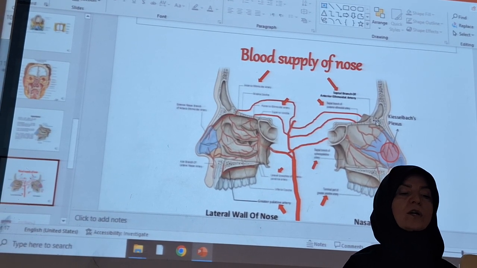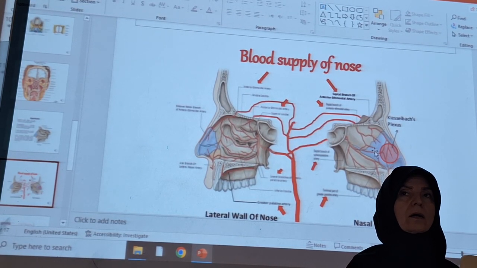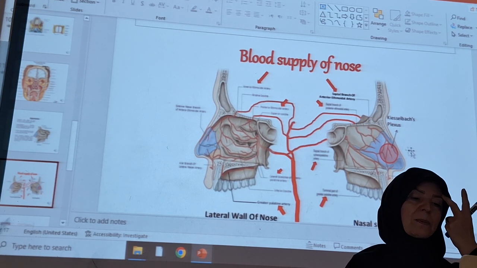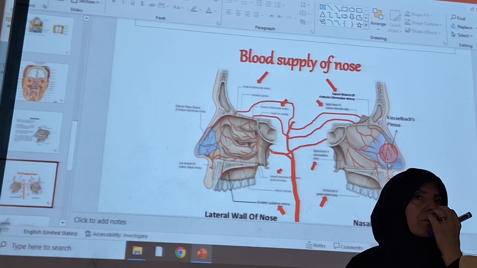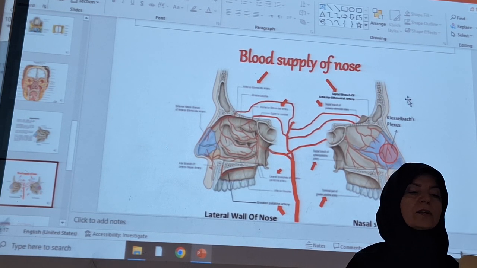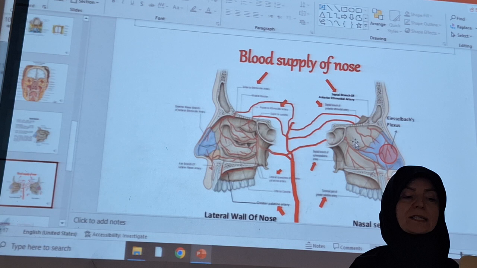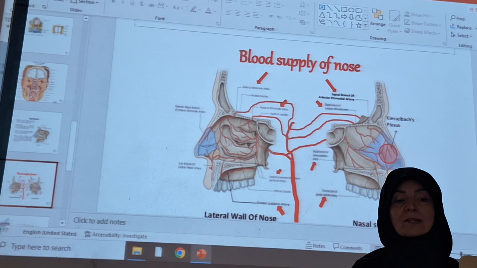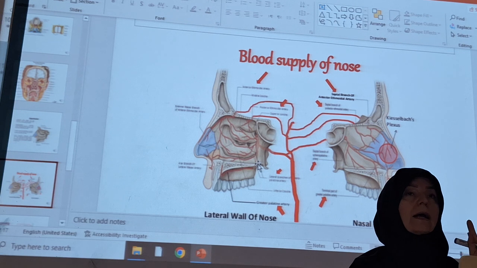This Kiesselbach plexus is visible in which surface of the nasal cavity, lateral or medial? Medial. It is important, because sometimes you have blood coming out from this Kiesselbach plexus. Which arteries form this area? Anterior ethmoidal, posterior ethmoidal, the greater palatine, the sphenopalatine, and the superior alveolar. The greater palatine comes from the external one.